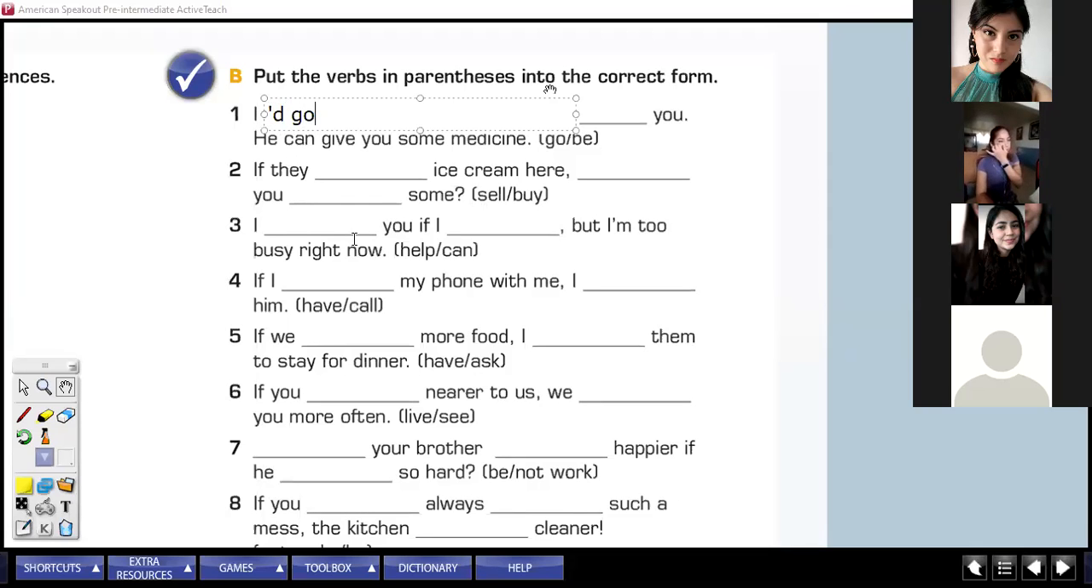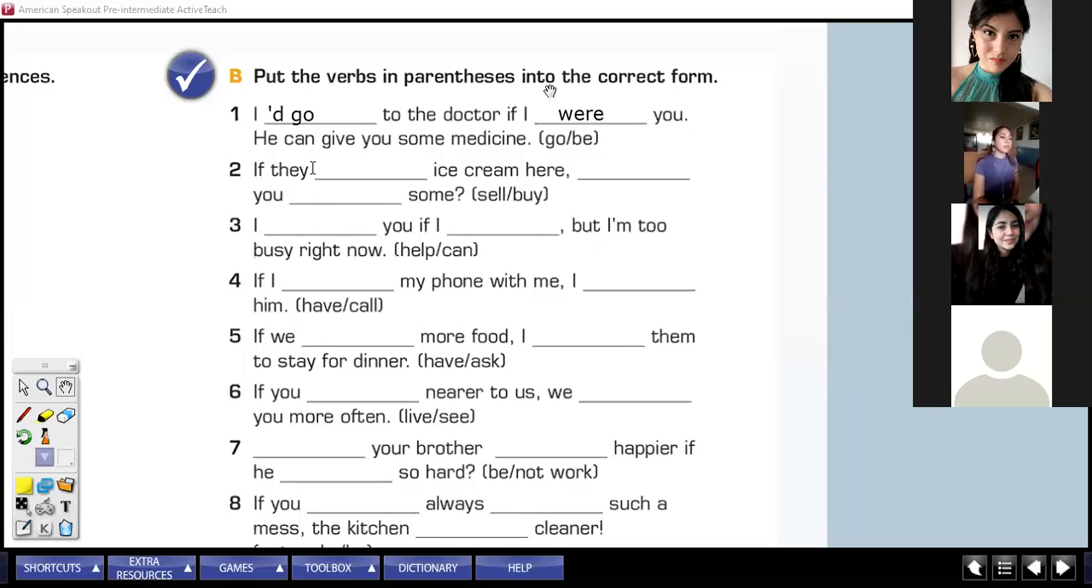We can use contractions. The contraction of I would is I'd. I'd go to the doctor, and after if, this is the conditional, we use simple past. If I were. Ahora, este no es pasado simple, es la misma forma, pero es subjuntivo. Si yo fuera, tú. Por eso utilizamos were.